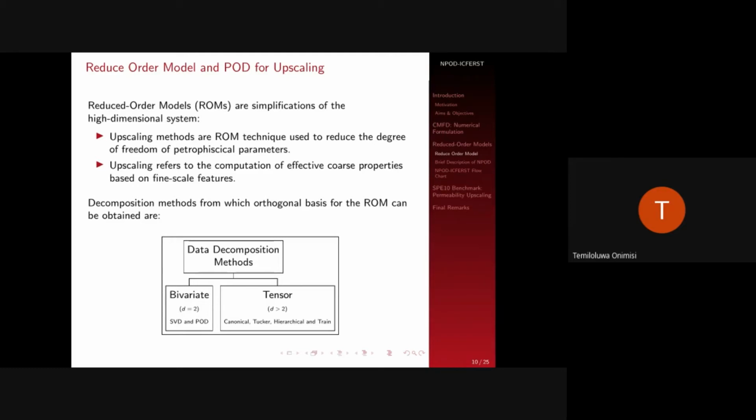For dimensions higher than 2, those are our tensors, 3D, 4D, we use the canonical decomposition or the Tucker decomposition, hierarchical or Tucker train. So these are basically the methods that are used. But for this presentation, our focus is on two-dimensional data sets. So the method of choice here is the proper orthogonal decomposition method, which is the POD. Next slide, please.